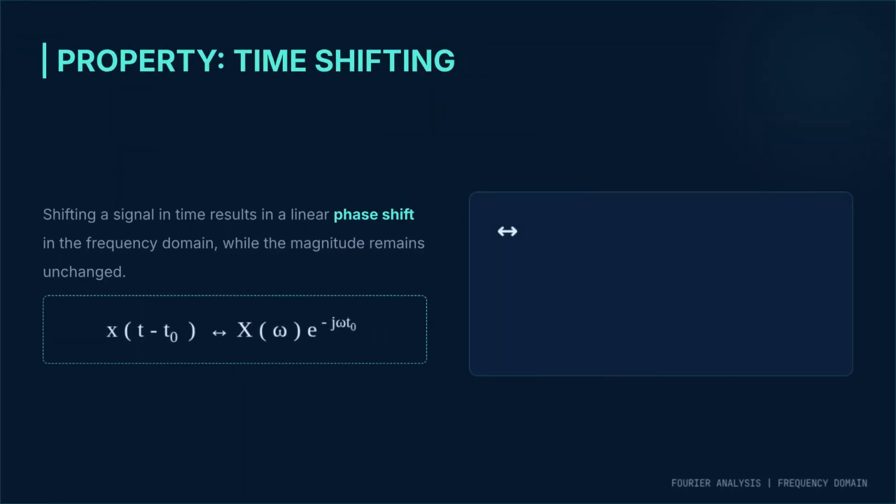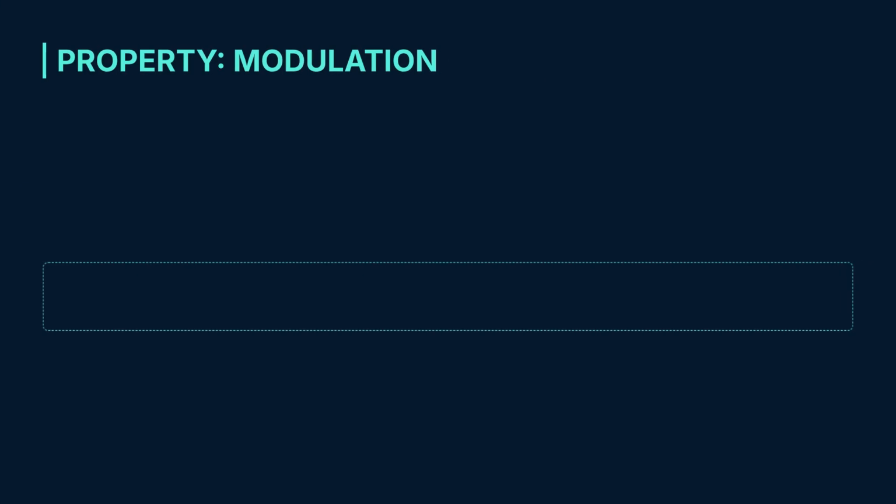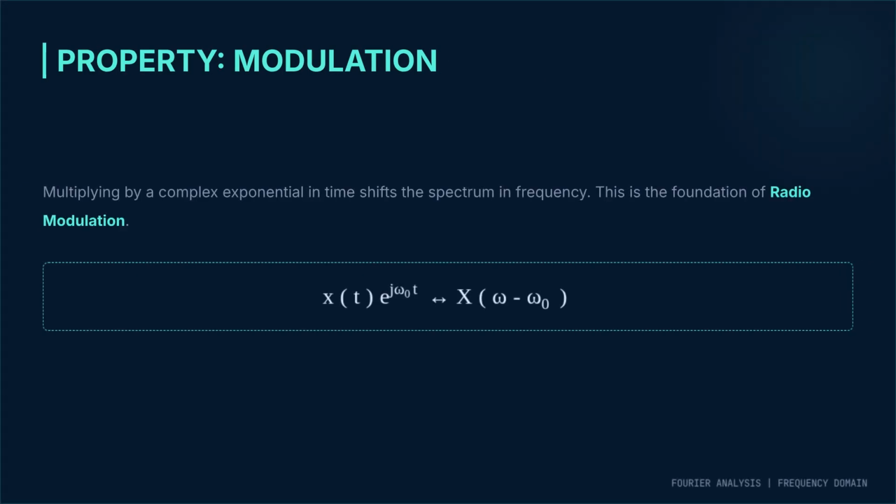Finally, the time-shifting property shows that delaying a signal in time results in a linear phase shift in the frequency domain. The magnitude or pitch remains unchanged, only its relative timing or phase is affected. The modulation property, the foundation of radio modulation, dictates that multiplying a time domain signal by a complex exponential shifts its spectrum in frequency. This allows signals to be easily translated up to high frequencies for antenna transmission.